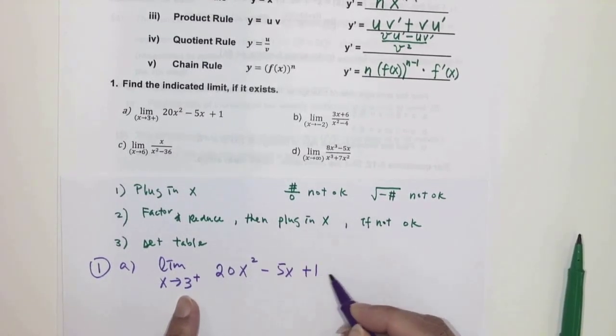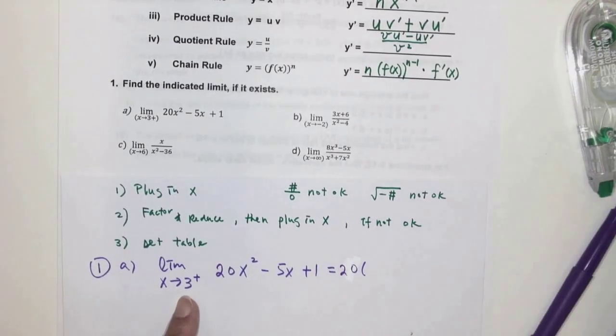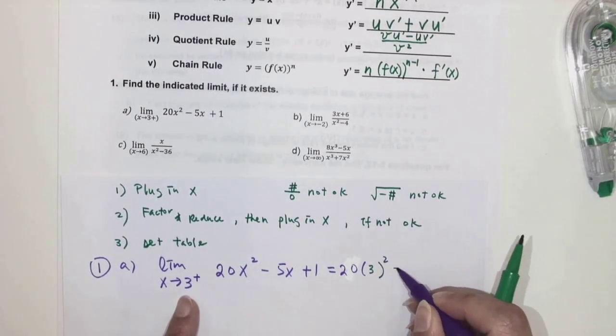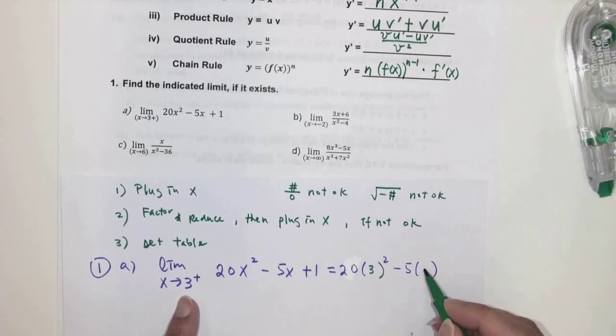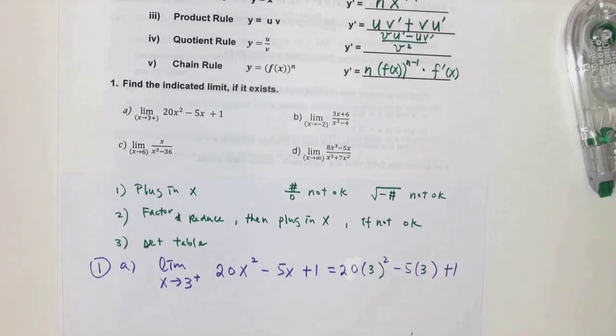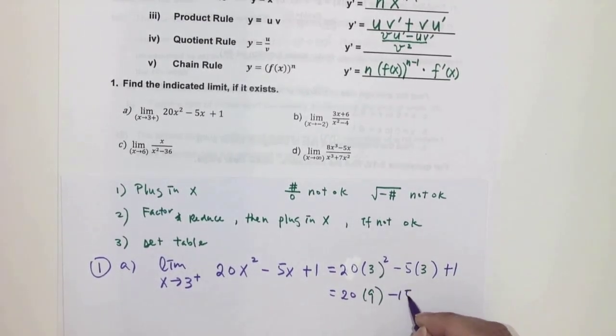minus 5x plus 1. So I'm going to try to plug in the number. We have 20 times x, I'm going to plug in 3 here to the second power, minus 5 times x, we will plug in 3 and then adding a 1. Make sure you follow the order of operations. If you follow the order of operations, then you will do the exponent part first, right? So this means 20 times 9 minus 5 times 3 is 15 plus 1. 20 times 9 is going to be 180 minus 15 plus 1.